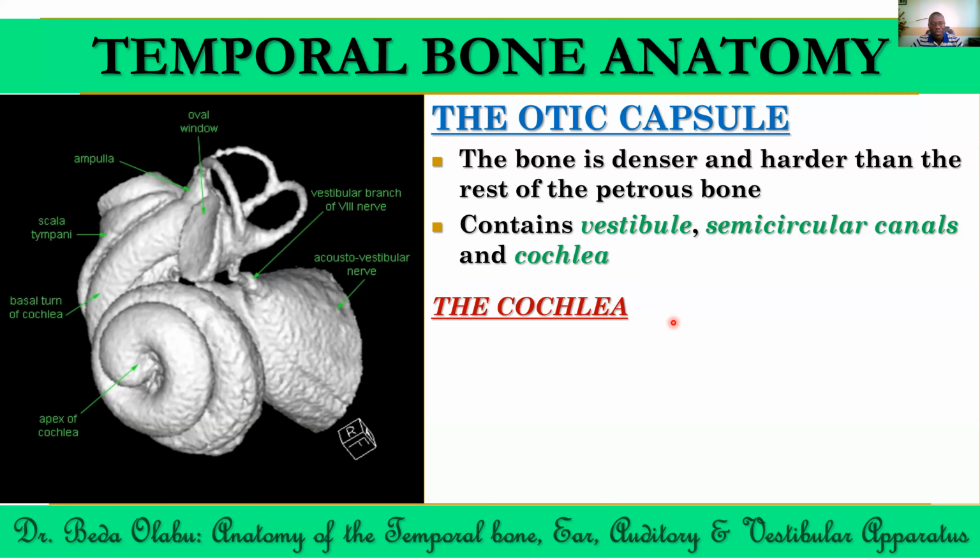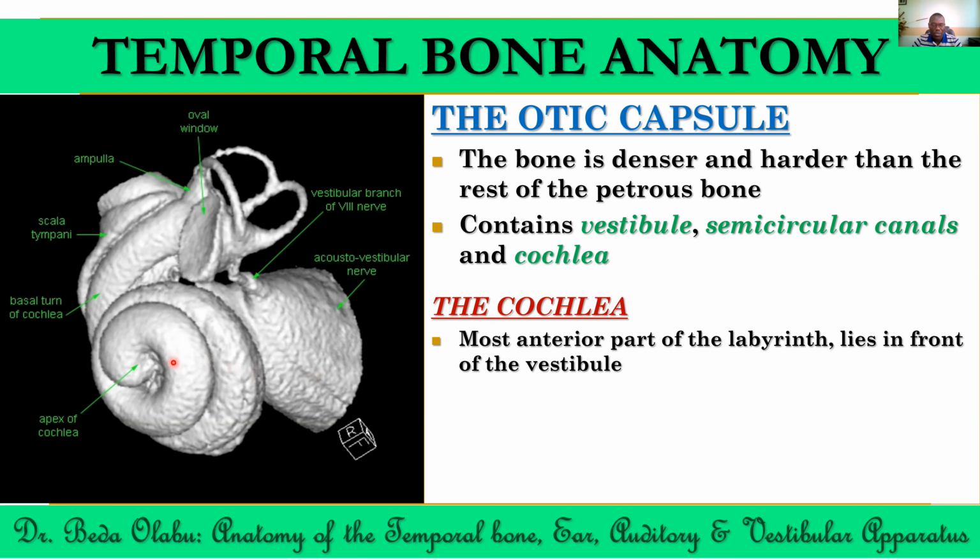Right, so let's talk about the cochlea itself. The cochlea is the most anterior part of the bony labyrinth. It actually lies in front of the vestibule. Now, as you can see here, the cochlea is highly folded. It makes several turns on itself, about 2 3/4 turns.